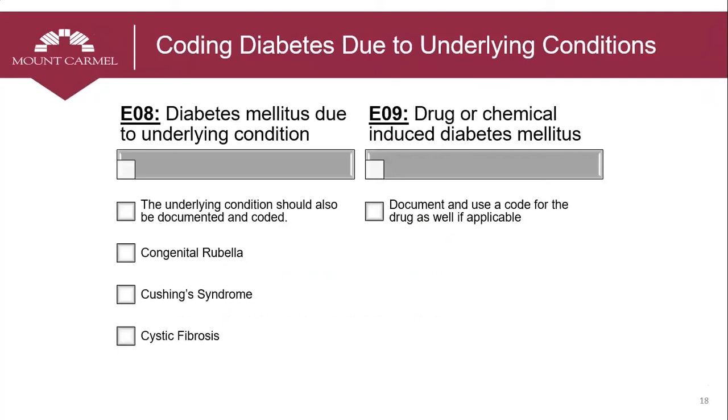This is similar for diabetes that is drug or chemically induced, such as chronic steroid-induced hyperglycemia-related diabetes. Document the cause of diabetes in the medical record and use a code first for the drug, chemical, or poisoning, and then a code from category E09 for the diabetes.